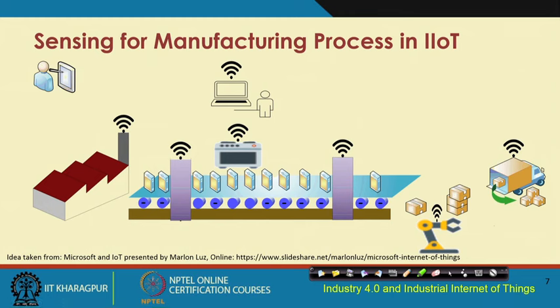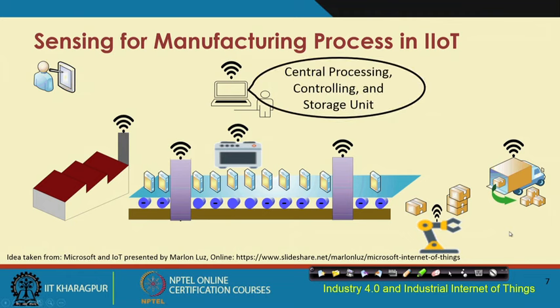So, let us try to look at this sensing holistically in a smart manufacturing plant. Let us say that we have a manufacturing plant and we want to look at how these sensors play a role. So, we will start one by one with all these different elements. In this figure, as you can see, this is the central processing, controlling and storage unit, which is basically the central controller, where not only the processing, but also the storage takes place.